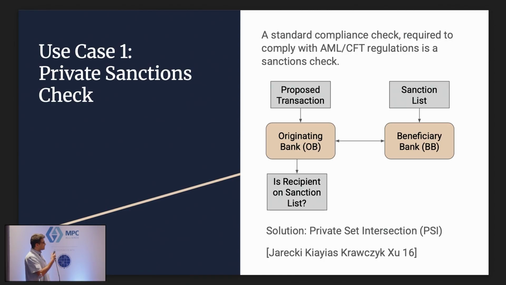Part of the sanctions list held by the beneficiary bank is private, so we need to run some sort of secure protocol for the originating bank to confirm that the entities involved don't appear on the private sanctions list. This is quite straightforward, at least from a protocol design point of view, because it is an immediate application of private set intersection. The protocol we use is very similar to this one by Yereke et al. from a few years ago.